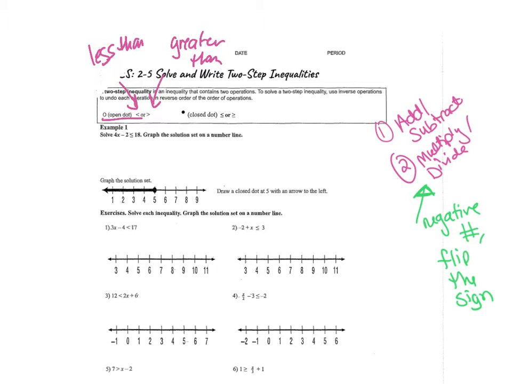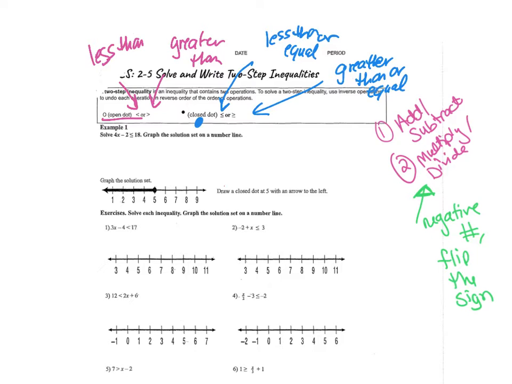If we have less than or equal to, or we have greater than or equal to, the ones that have the line, we can call the normal ones alligators. They're still, to me, alligator mouths. But if the alligator mouth has a line underneath, then it's a closed dot.